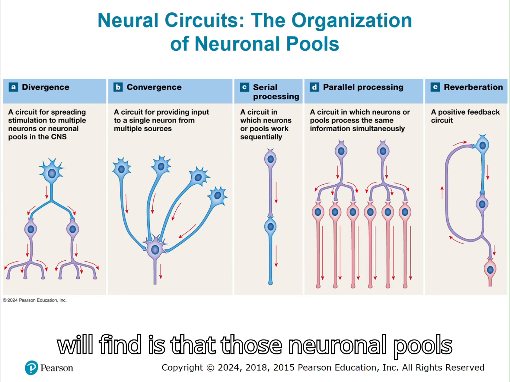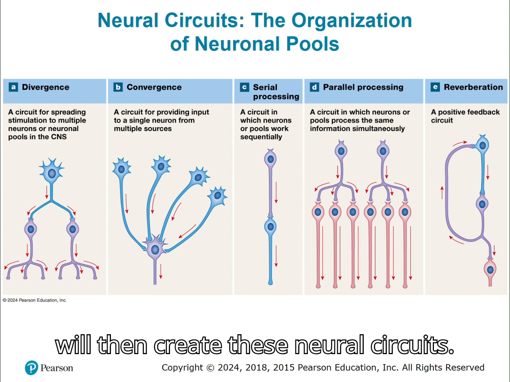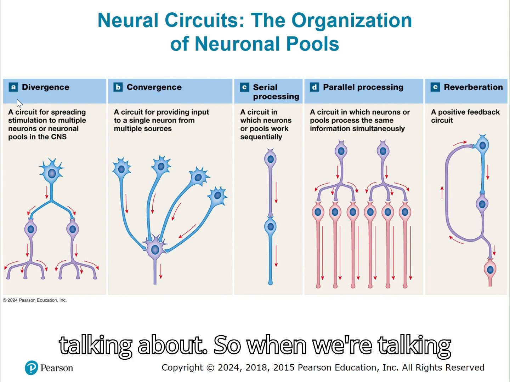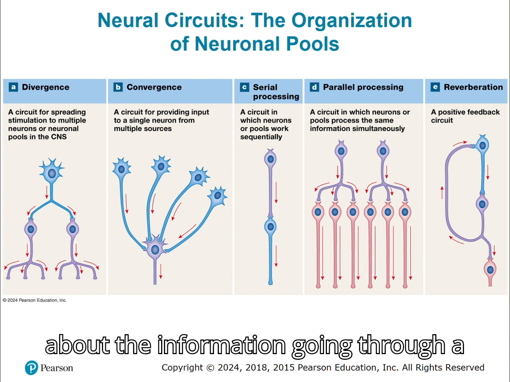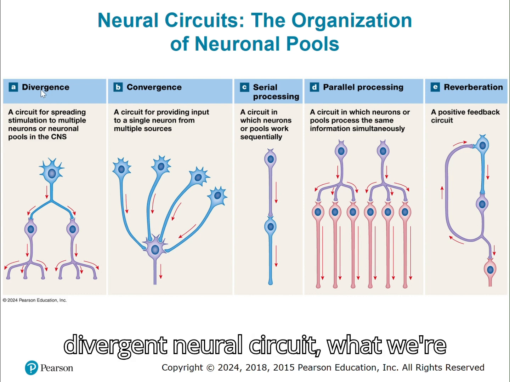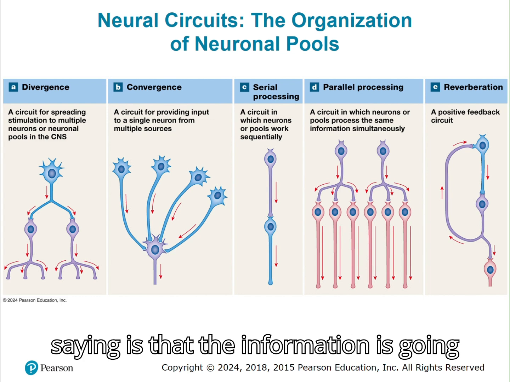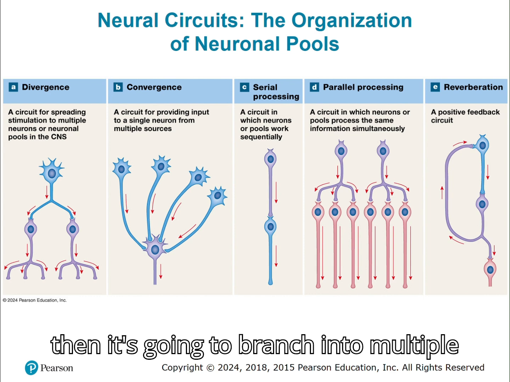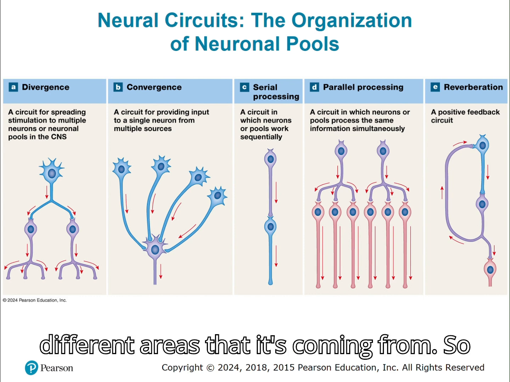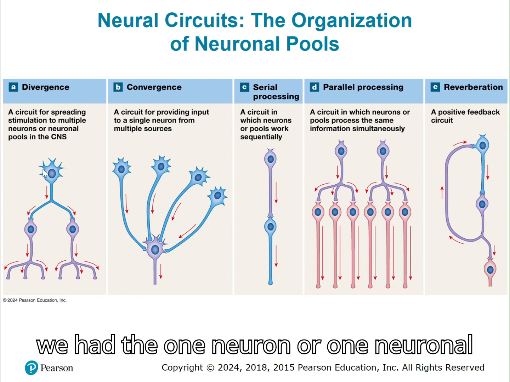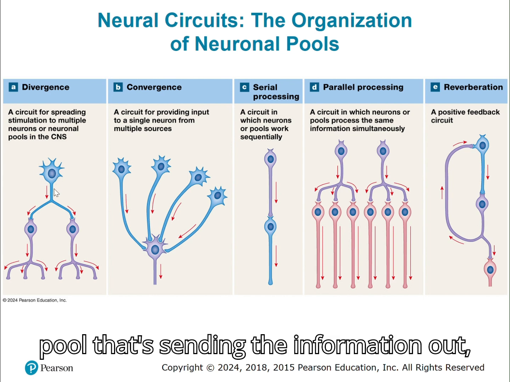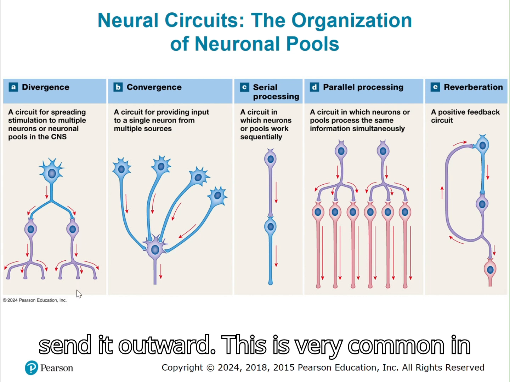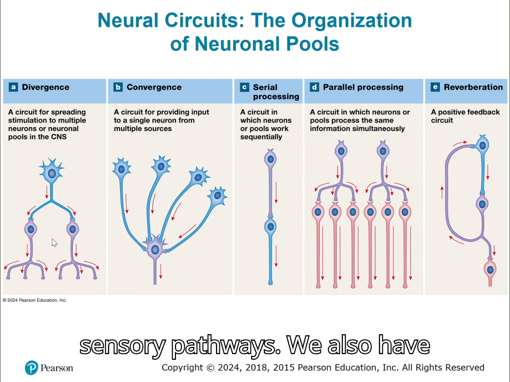What we will find is that those neuronal pools will then create neural circuits, and neural circuits will have different patterns. When we're talking about information going through a divergent neural circuit, what we're saying is that the information is going to spread from one neuronal pool, and then it's going to branch into multiple different areas. So we have one neuron or one neuronal pool that's sending the information out to multiple areas. This is very common in sensory pathways.